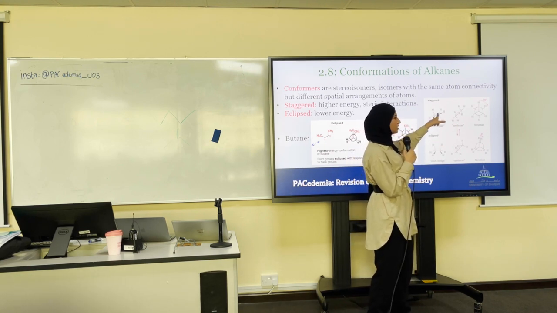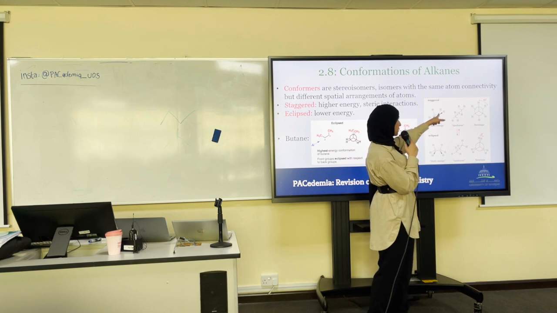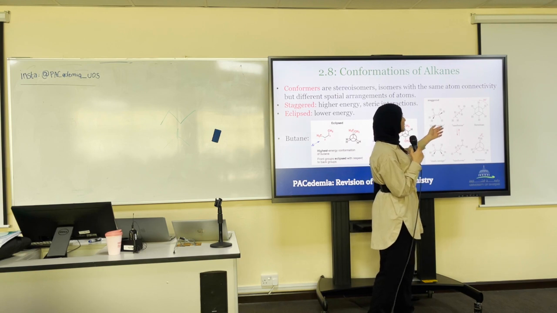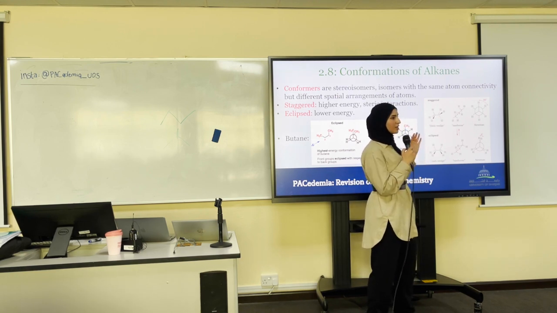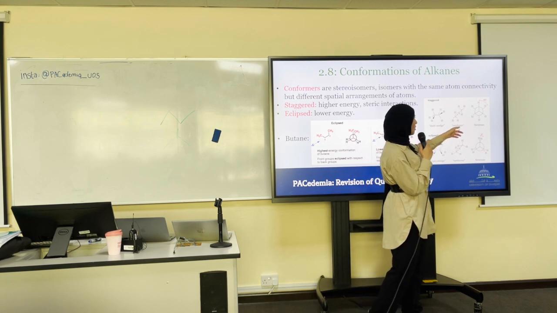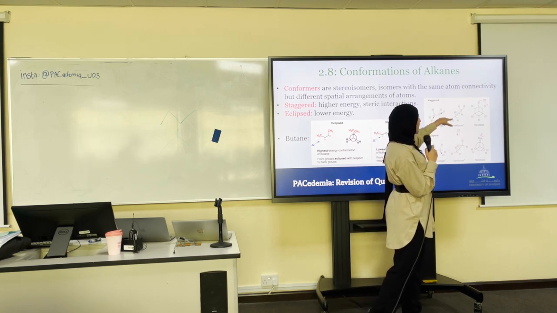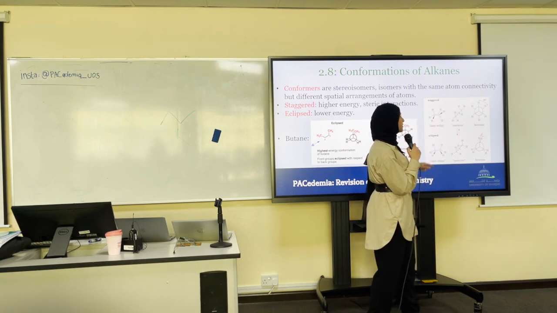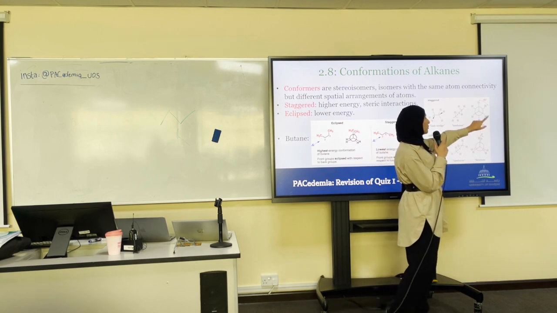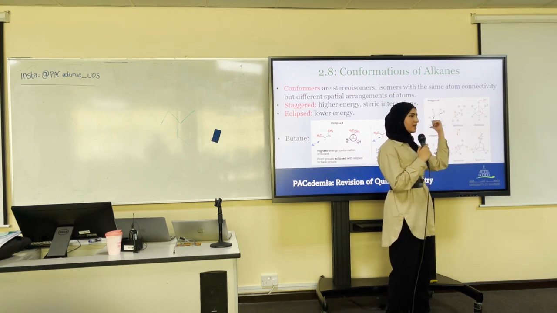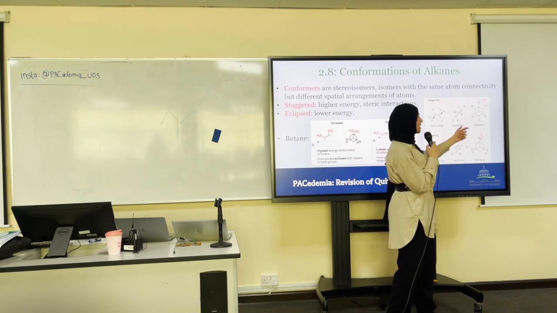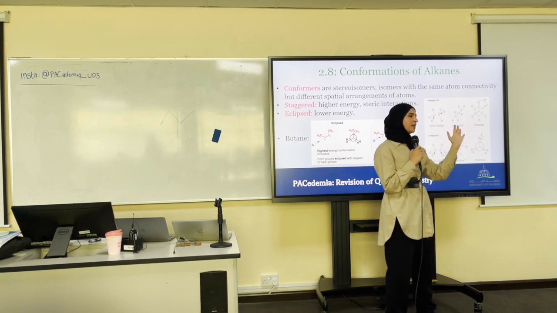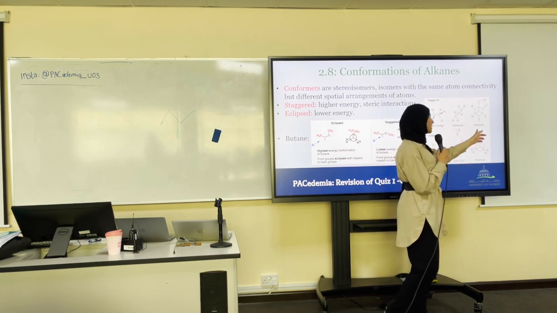So this is the staggered. The dash means that it is going to the inside, okay? And the solid wedge is coming outside. And for the sawhorse, as you can see, this bond is bisecting the two bonds in here. This is the staggered. And in the Newman, we have a circle, which represents the carbon that is behind. And we have this dot in the middle, which represents the carbon that is in front. So this is the Newman.